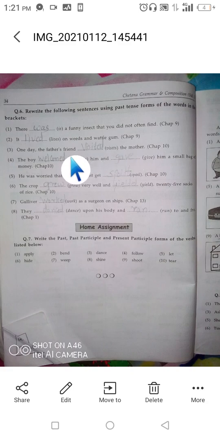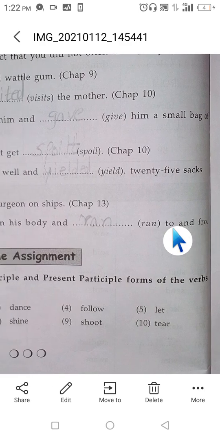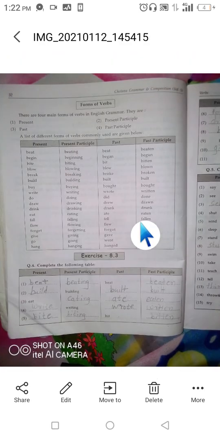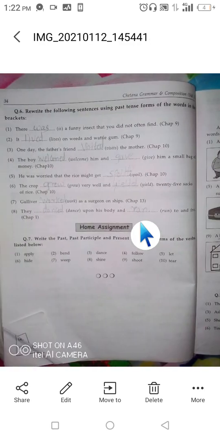Visits, visited. Welcome, welcomed. Give, gave. Spoil, spoiled. Then grow, grew. Yelled, yielded. Work, worked. Dance, danced. Just add ed. Okay, that is very simple. And here is run, that will be ran. Okay, just see the table, and if it is not in the table you can just add ed. And if you are still confused, you can call me for that.